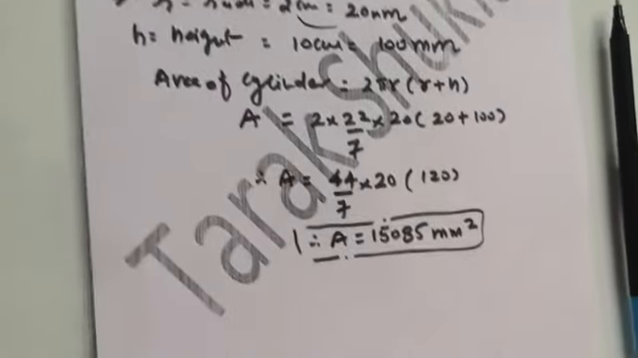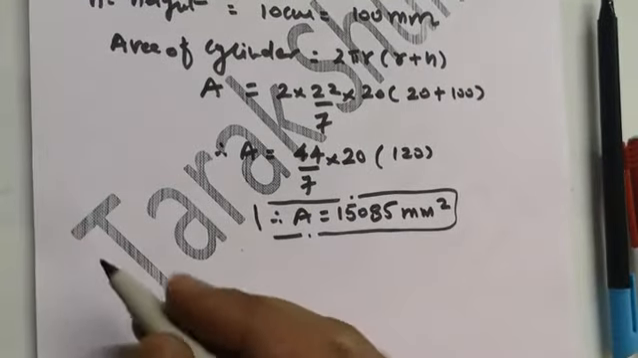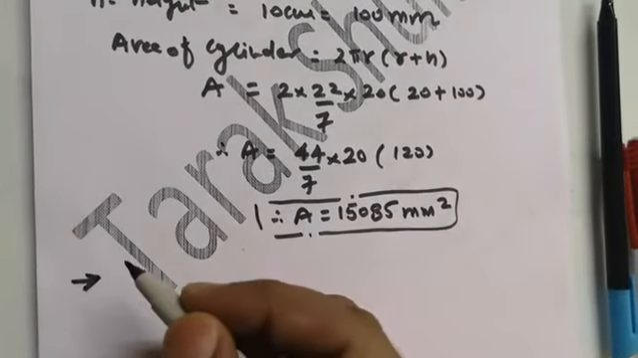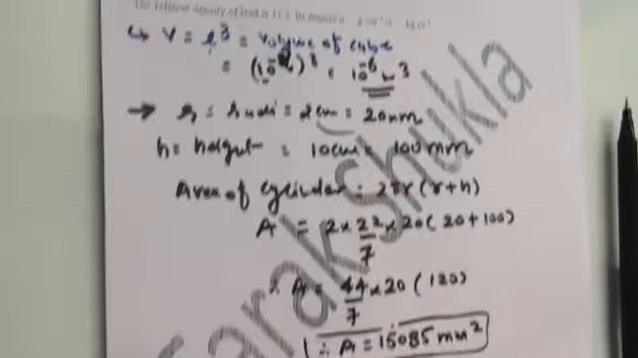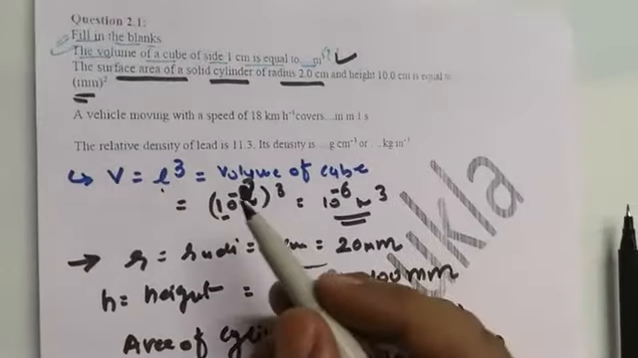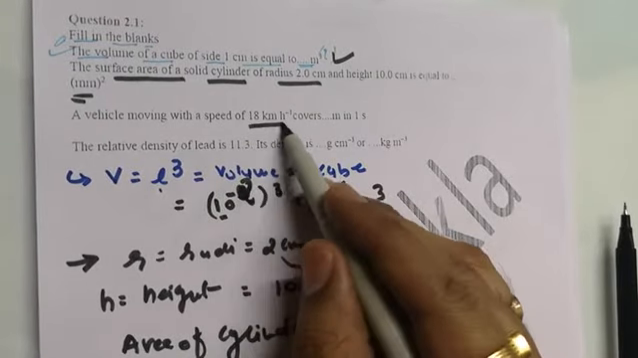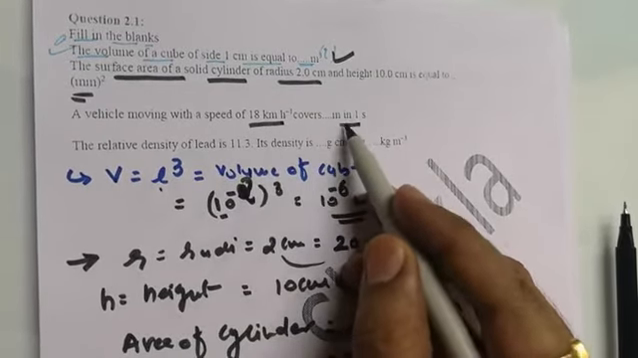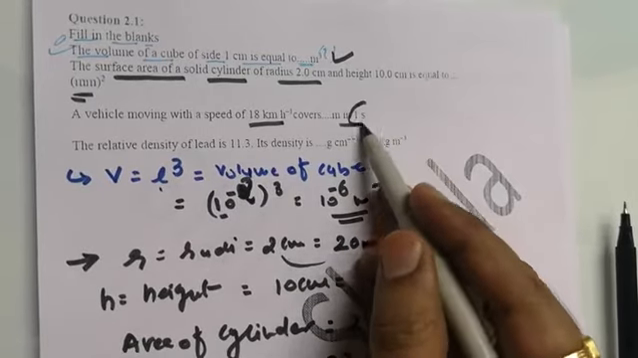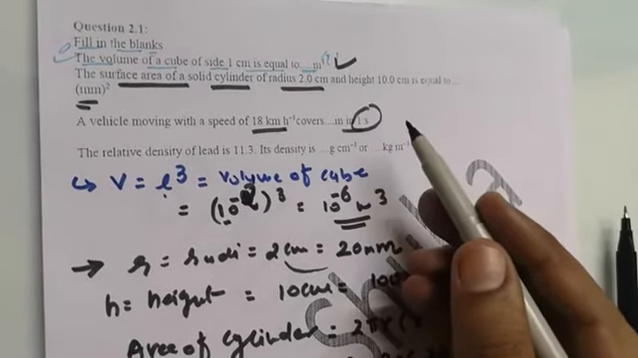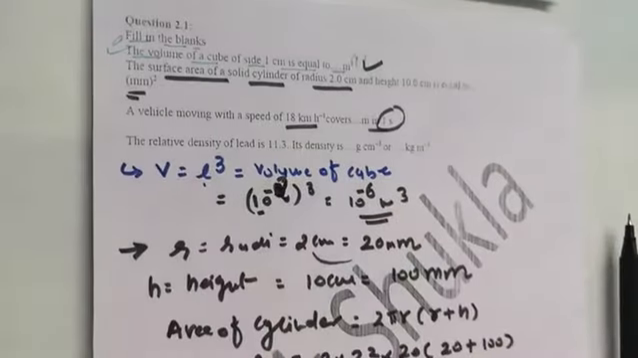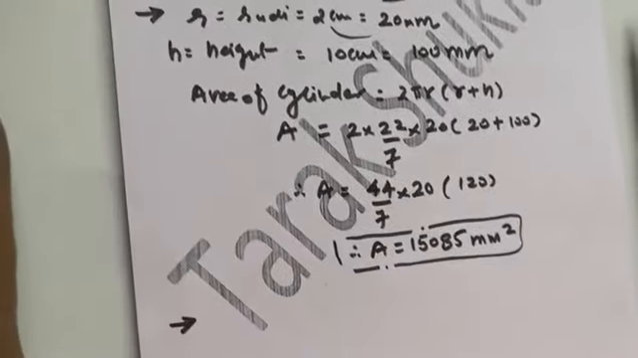So these are the very simple types of examples. The third type of example they have asked in the subcategory. I have been given that a vehicle is moving with a speed of 18 km per hour and covers some distance, and the time given to me is 1 second. So what they want is what distance I have covered.